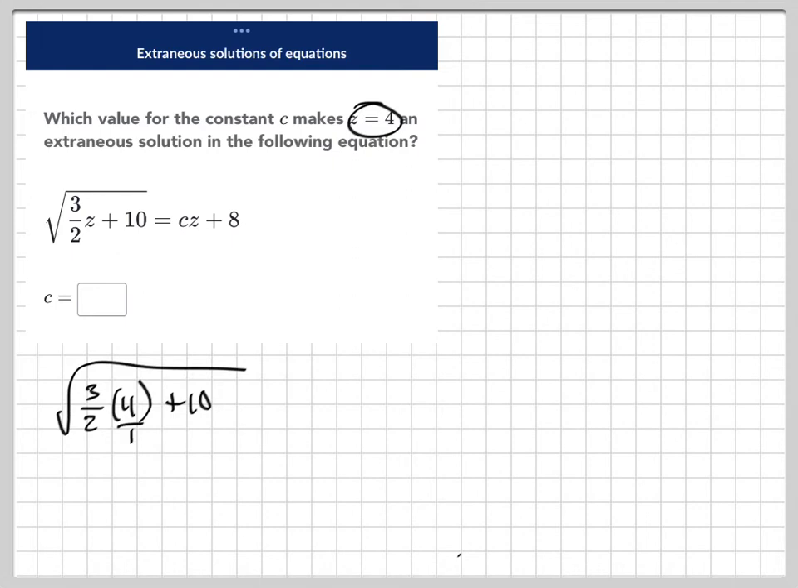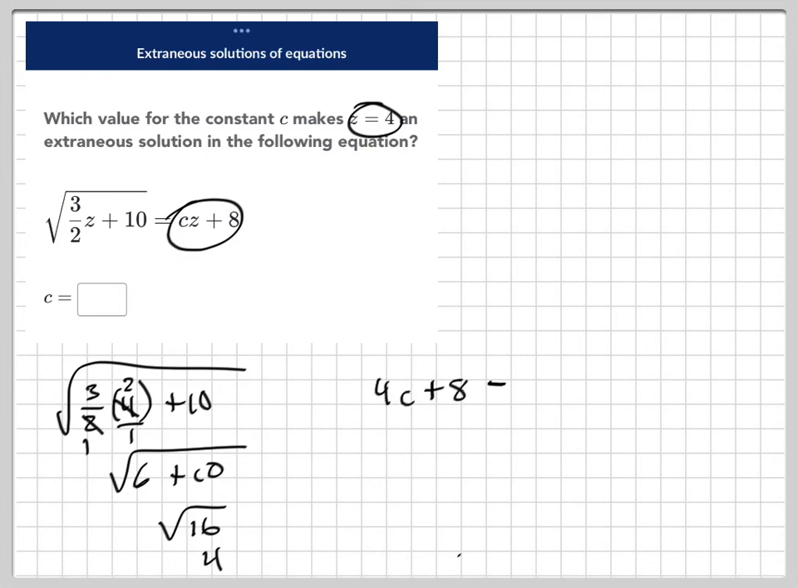We multiply the 4 times the 3 over 2. The 2 and the 4 can simplify, 3 times 2 is 6. Then we add the 10, so we get the square root of 16, which equals 4. And then you take the other side, 4c plus 8. What does c have to be in order to get a negative 4? So I just took this 4 and made it negative, and now I'm going to solve it. Then you subtract 8 from both sides. You get 4c equals negative 12. And then you divide both sides by 4. You get negative 3.